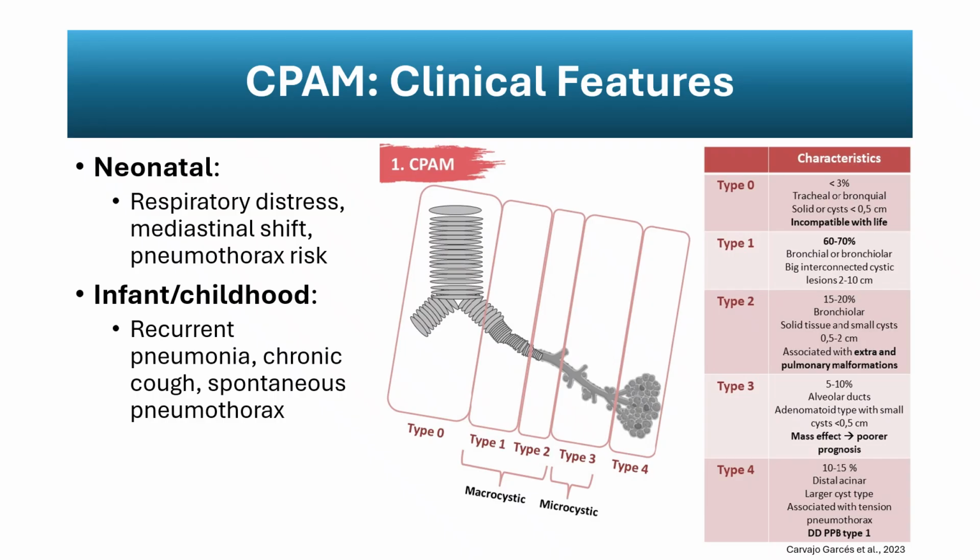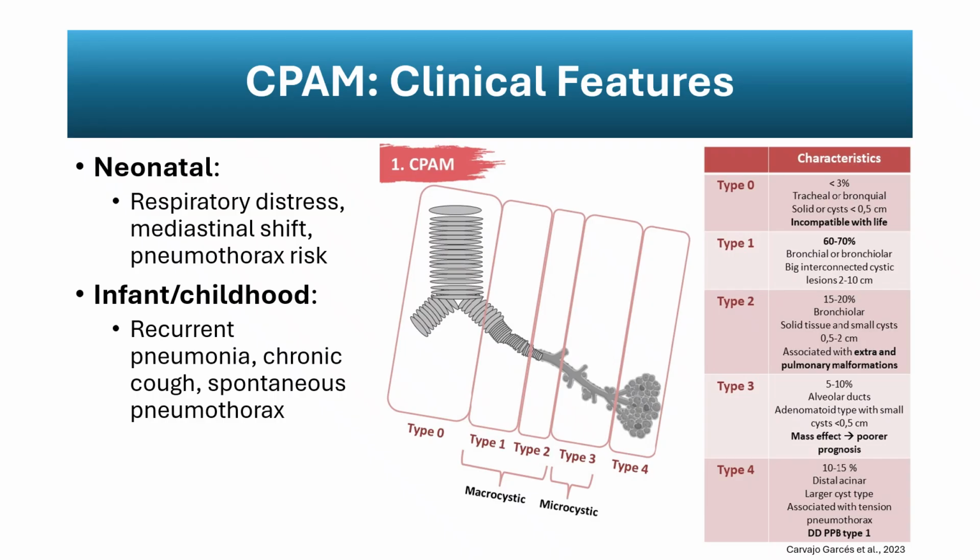Clinical presentation of congenital pulmonary airway malformation varies by lesion size and location. Neonates with large or centrally located lesions may present immediately with respiratory distress, cyanosis, mediastinal shift, or pneumothorax due to compression of surrounding lung tissue. Smaller or peripheral lesions may remain asymptomatic at birth and are often discovered incidentally on imaging.